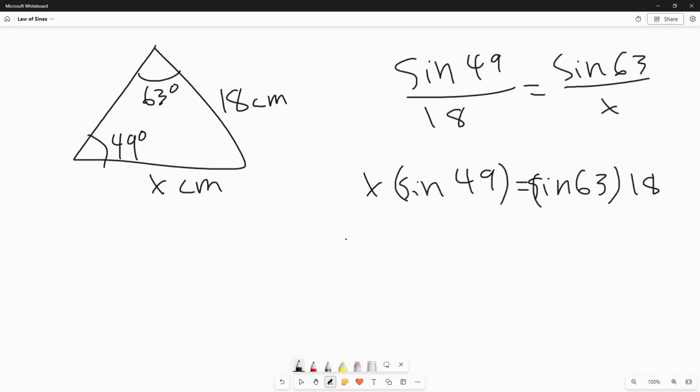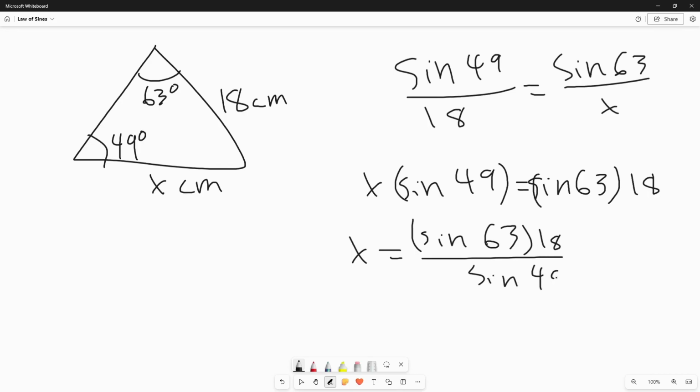And we should divide both sides by sine 49 so we get x isolated. So x is equal to sine 63 times 18 over sine 49. And if you plug this into your calculator, you get x is around 21.4 centimeters.